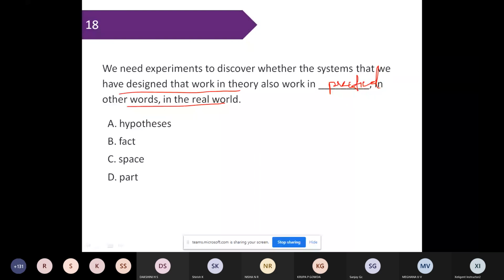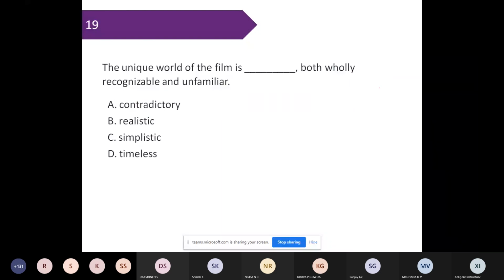19th question. The unique world of the film is blank, both wholly recognizable and unfamiliar. So here, recognizable and unfamiliar are the clue words. What would be the correct guess word?